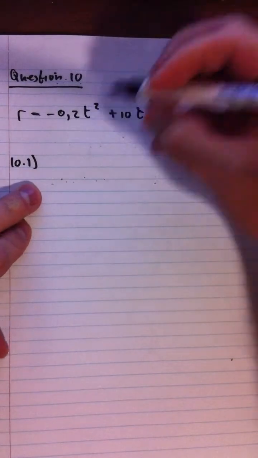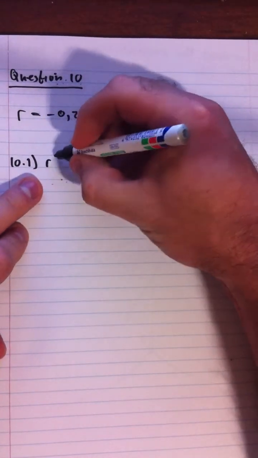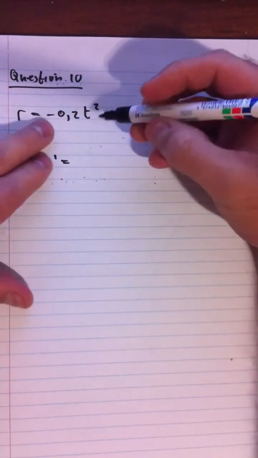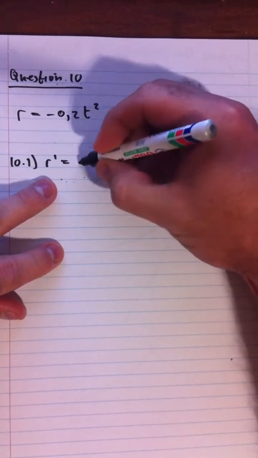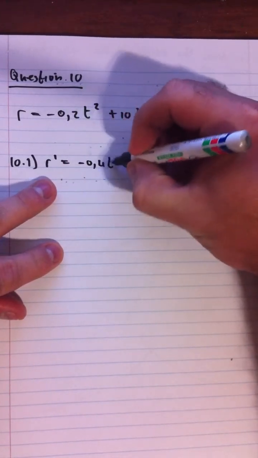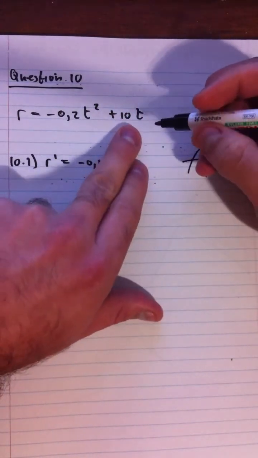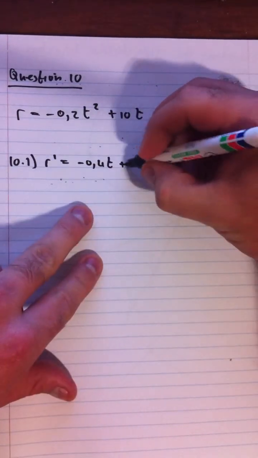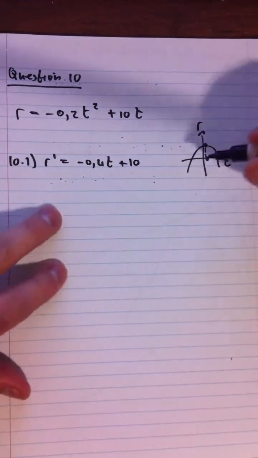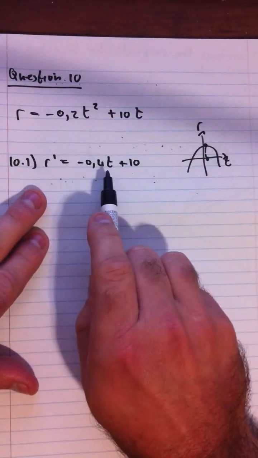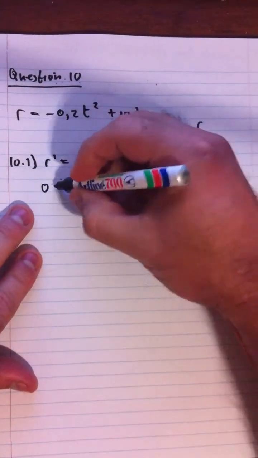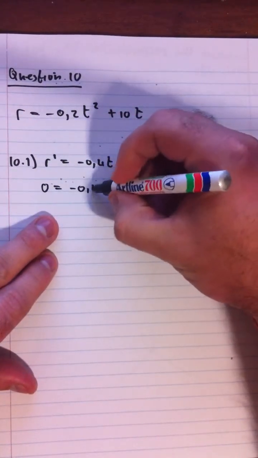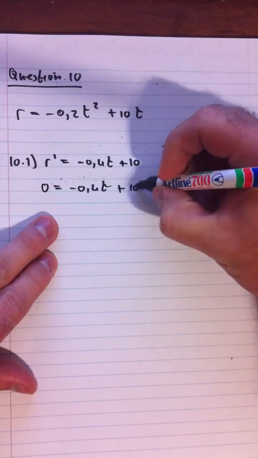Okay, so let's do that. All we need to do is differentiate r. So differentiate negative 0.2t squared, multiplied by 2 gives us negative 0.4t. And 10t, if you differentiate that, just becomes plus 10. And now we want to set this equal to 0. So this is the gradient. We want to find out where the gradient is 0. So 0 equals negative 0.4t plus 10.